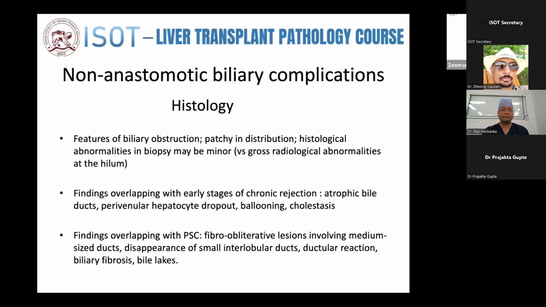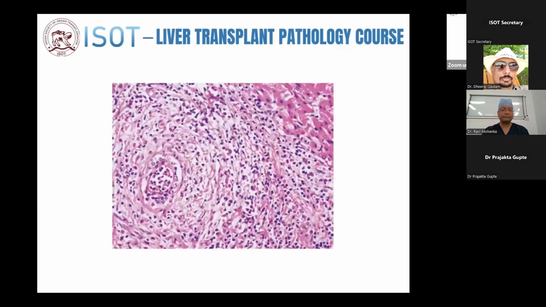Histological abnormalities in the biopsy may be minor, and we may see more severe abnormalities on radiology at the hilum, which is typical of large duct obstruction lesions. Findings overlapping with early stages of chronic rejection, like atrophic bile ducts, perivenular hepatocyte dropout, ballooning, cholestasis can be seen. Findings overlapping with PSC, such as fibro-obliterative lesions involving medium-sized ducts, disappearance of small interlobular ducts, ductular reaction, biliary fibrosis, bile lakes. All of these findings may overlap with those of PSC. Here we can see acute cholangitis.